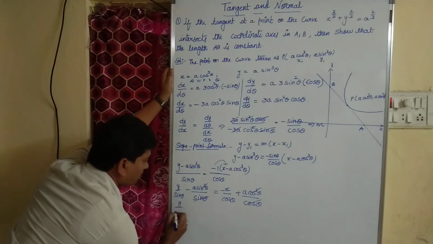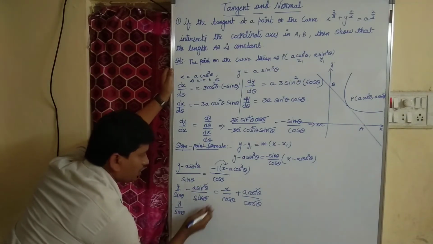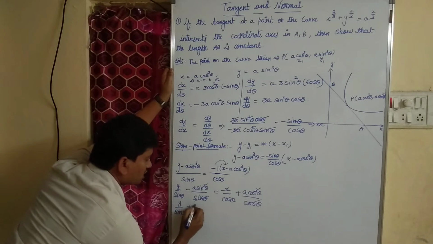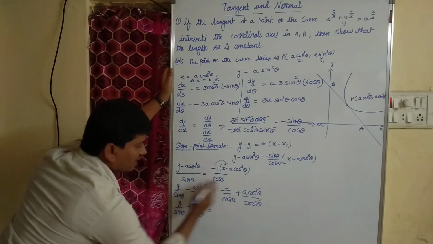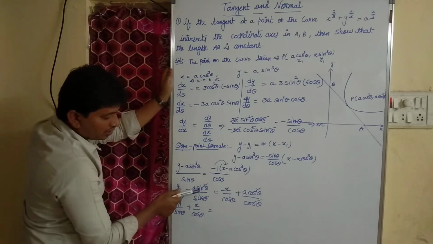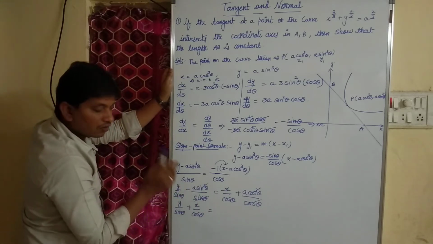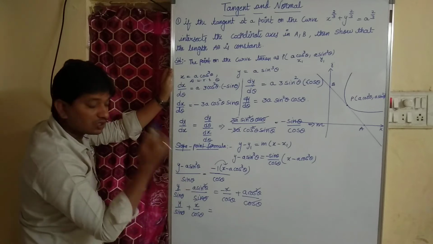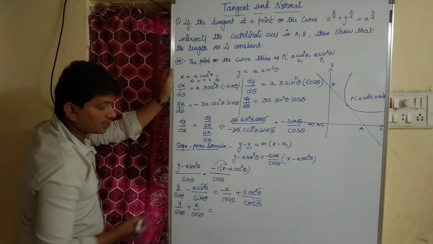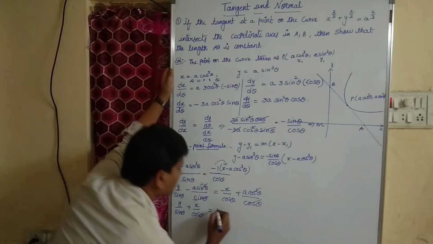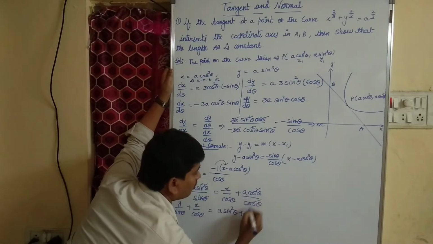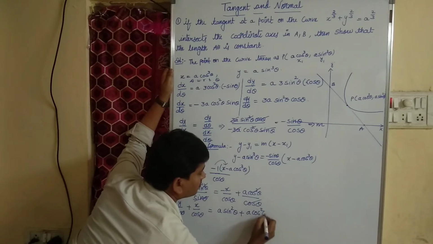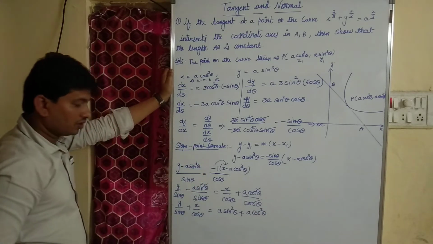So y by sin theta, this minus x by cos theta you transpose, it will become x by cos theta equal to this minus a sin square. Actually here sin cube theta, one sin theta cancels, which means two sin thetas are left. So if you transpose that side, it will become a sin square theta, and here we have a cos square theta, right?